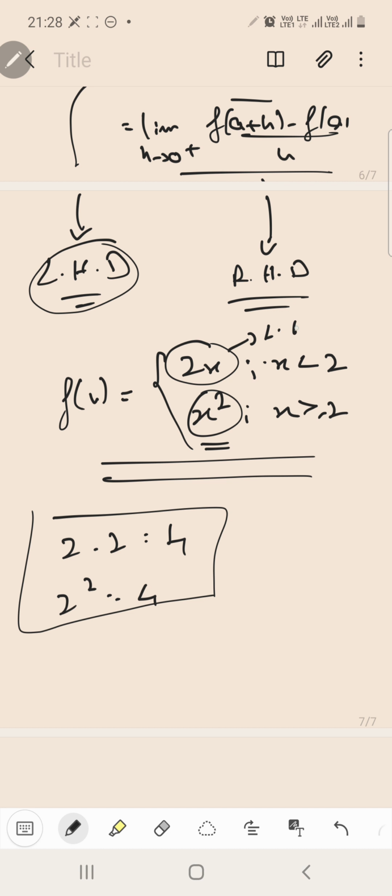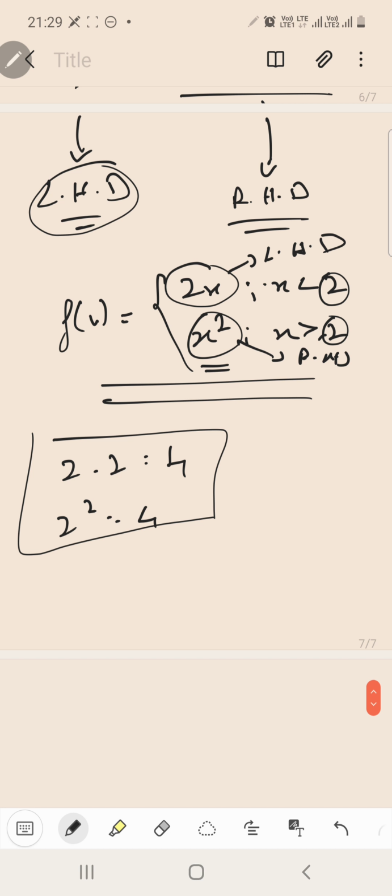This will be your left hand derivative, this will be your right hand derivative. If the two values after evaluating the first principle are equal, then the derivative exists at the point x equals 2. Got it, guys? Now when you learn the formulas of derivatives, you can pretty easily conclude this directly. Okay, so this is all about differentiability.